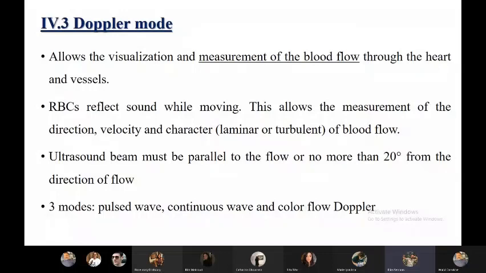Now for Doppler mode. This is the last mode we're going to be discussing. Doppler allows the visualization and measurement of blood flow through the heart and vessels. Red blood cells reflect sound while moving. This allows the measurement of the direction, velocity, and character, whether laminar or turbulent, of the blood flow. The ultrasound beam in Doppler must be parallel to the flow or no more than 20 degrees from the direction of flow. Three modes exist, as discussed before: pulsed wave, continuous wave, and color flow Doppler.